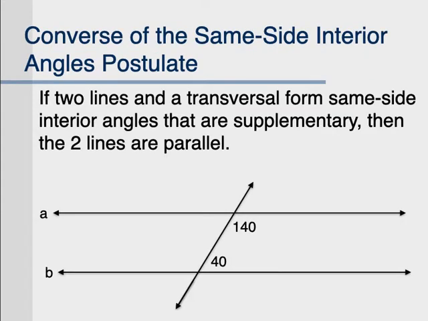Today we are going to start by adding postulates and theorems to the same postulate list you started with in lesson 3.2. First, copy the diagram for this one. The converse of the same side interior angles postulate says, if two lines and a transversal form same side interior angles that are supplementary, then the two lines have to be parallel.